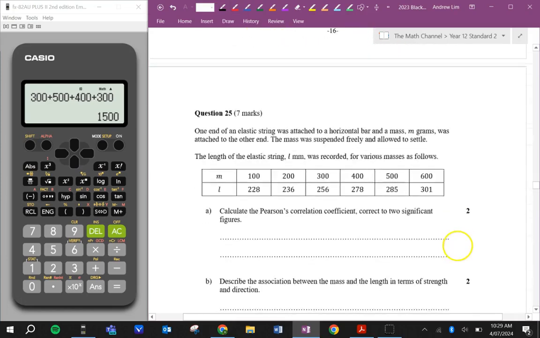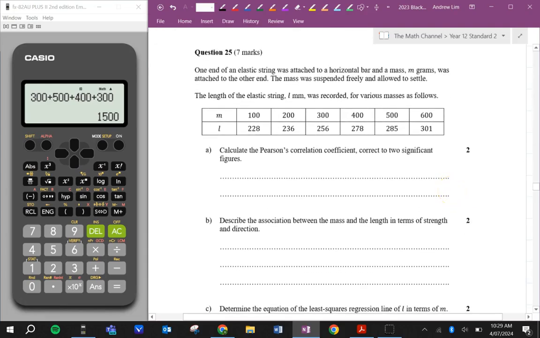Alright, question 25. One end of an elastic string was attached to a horizontal bar and a mass m grams was attached to the other end. The mass was suspended freely and allowed to settle. The length of the elastic string, L millimeters, was recorded for various masses as follows. Calculate the Pearson's correlation coefficient correct to two significant figures.